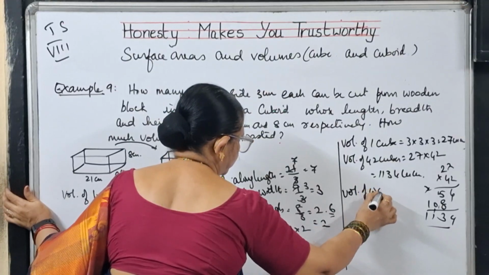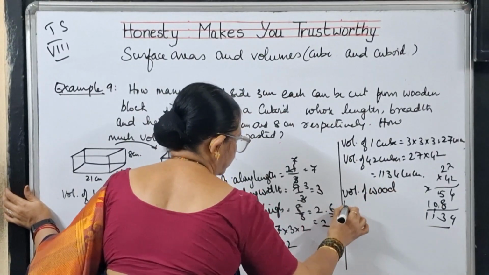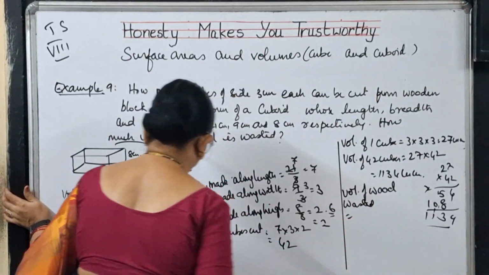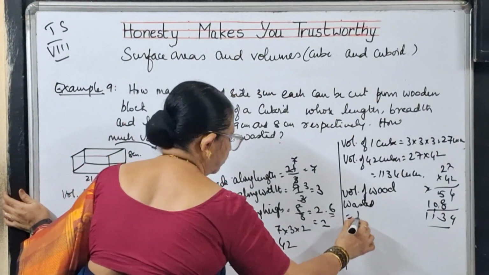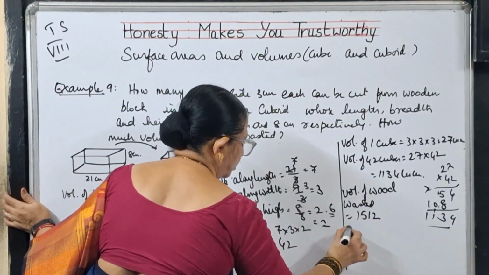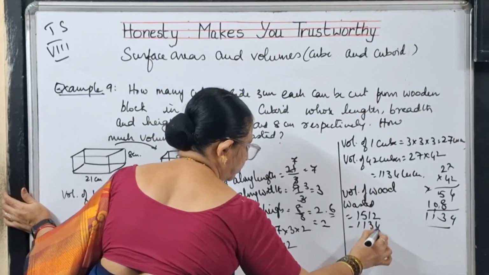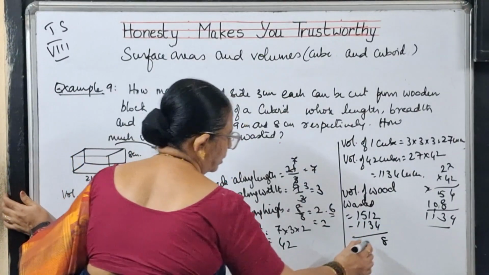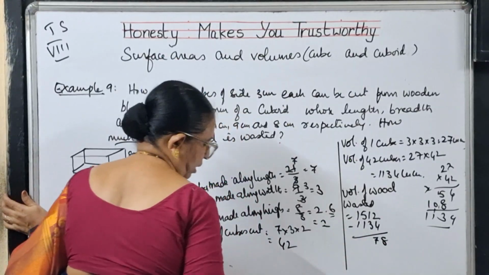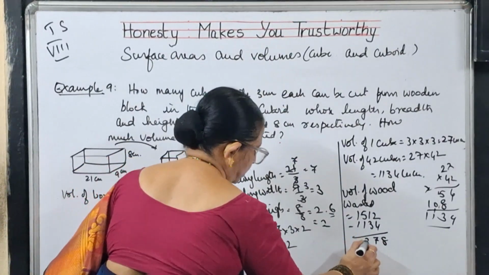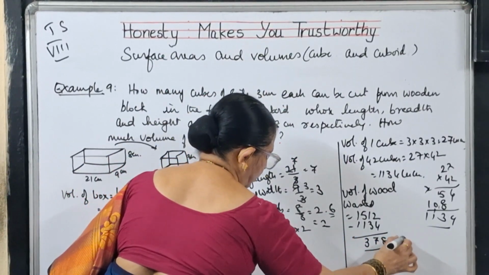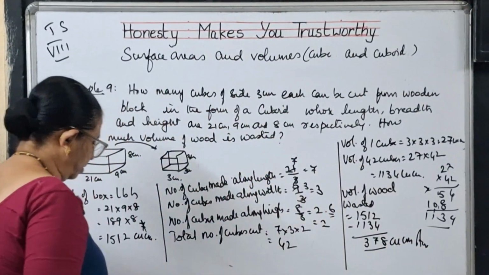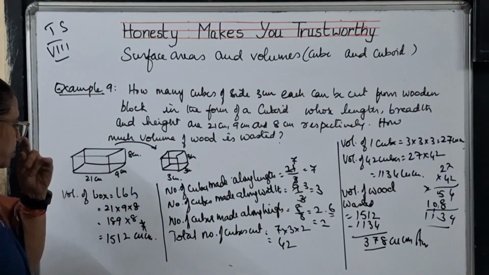Volume of wood wasted. This can be found out by 1512 minus 1134. So you are getting 8 here and 7 here and 3. 378 cubic centimeters is the answer for this problem, children.